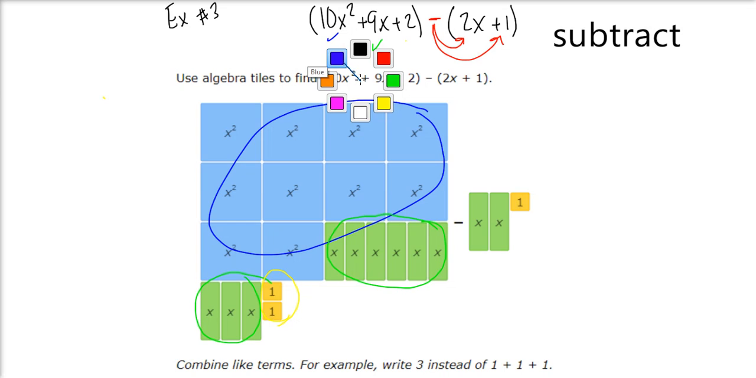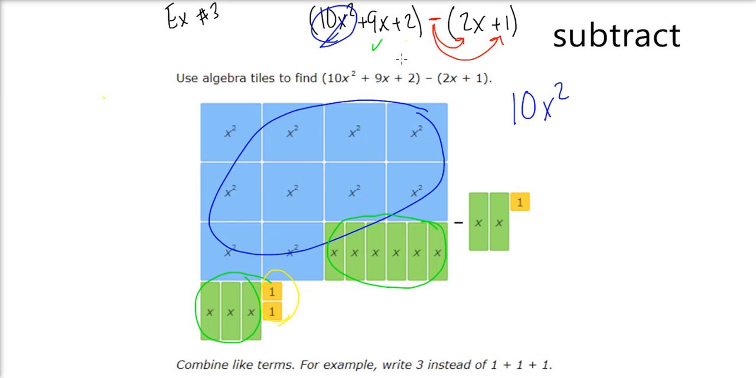So let's do the x squares here. We do start with 10x squares right here, but we do not subtract any x squares. So there are no blue x squares. You can't see it here. There are no x squares. These are just green x's. So we just write it as 10x squared. Alright, so let's scratch this off, since we took care of it.